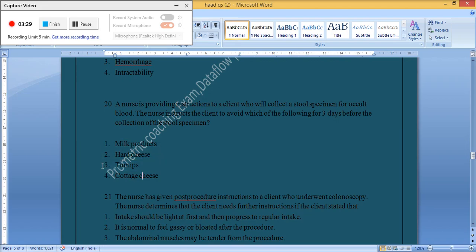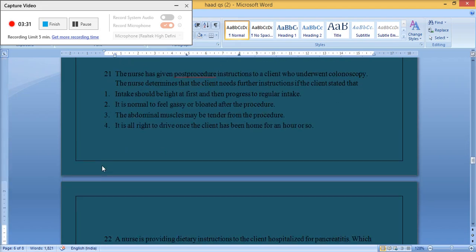Turnips. 21. The nurse has given post-procedure instruction to a client who underwent colonoscopy. The nurse determines that the client needs further instruction if the client stated that: 1. Intake should be light at first and then progress to regular intake. 2. It's normal to feel gassy or bloated after the procedure. 3. The abdominal muscles may be tender from the procedure. 4. It is all right to drive once the client has been home for an hour or so.